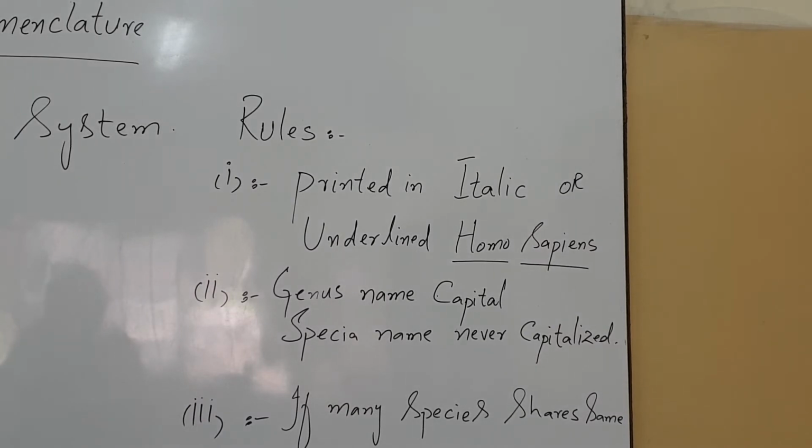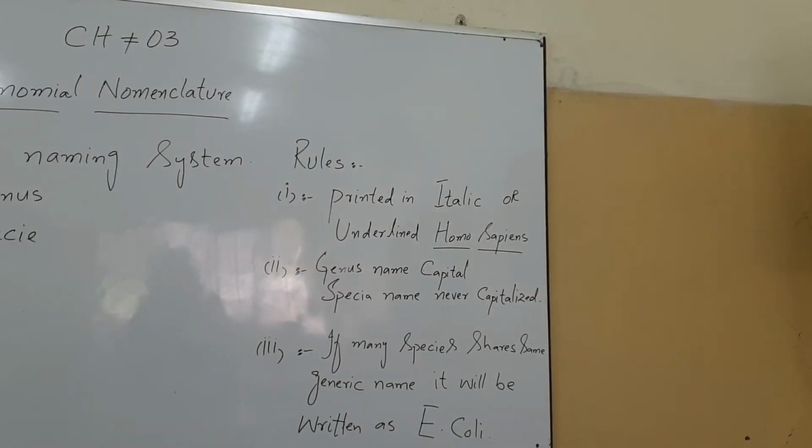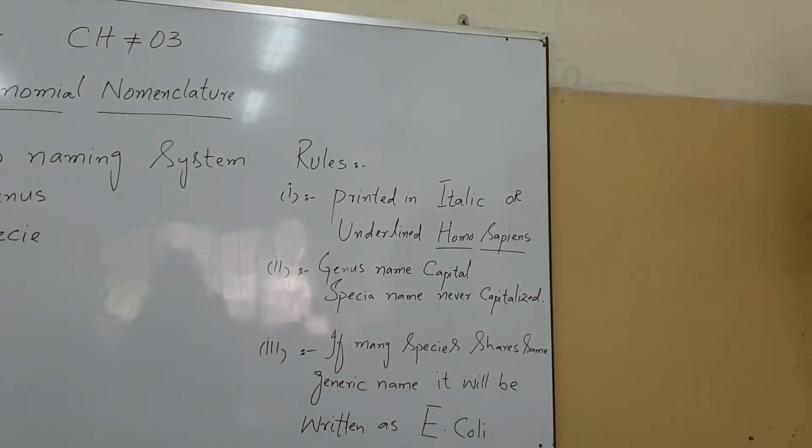The third rule is if many species share the same generic name, it will be written like this. For example, the generic name is common to many species. Like here we mention E. coli, and E is the generic name which denotes Escherichia. Escherichia is the generic name, and it is shared by many other bacteria.